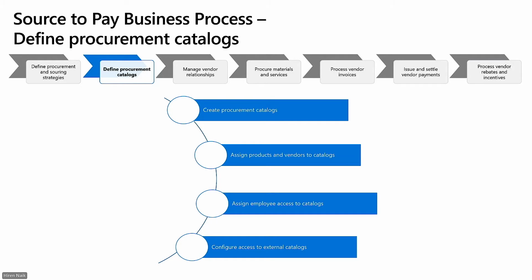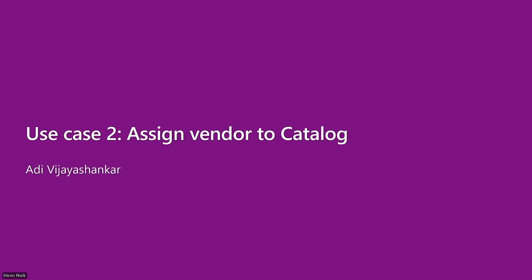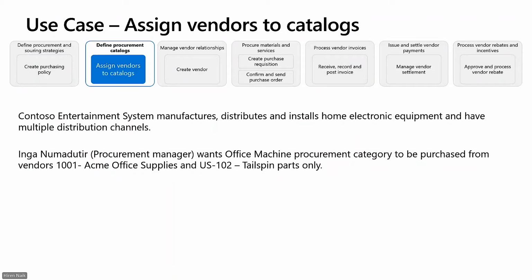Now let's look into the use case of assigning vendors to catalogs. So we have the same Contoso Entertainment System, which is manufacturing, distributing, and installing home electronic equipment and has multiple distribution channels. Inga, who's a procurement manager, wants the office machine procurement category to be purchased only from vendors 1001 Acme Office Supplies and US 102 Tailspin Parts only, right?